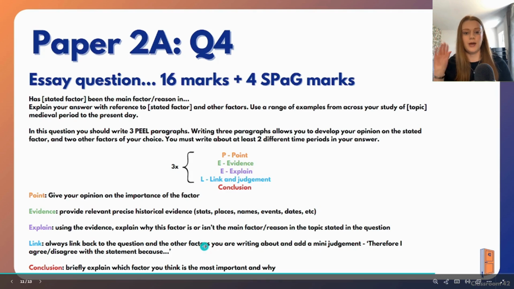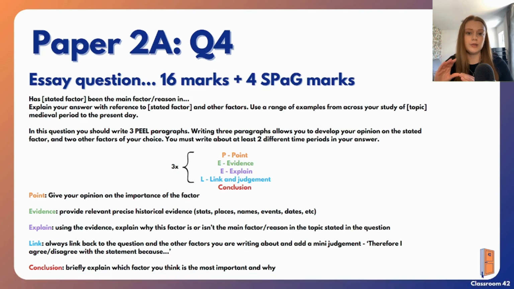So for example, if you have your first paragraph on the factor that you think is the most important, and then your second and third paragraphs are on factors that still contributed, but you don't think they're the main factors, with your link back to the question at the end of those 2 paragraphs, you could say, however, I still think that technology, or whatever the stated factor is, or the factor that you agree with, is still the main reason for this, because without technology, the effects of the individuals wouldn't have been quite so significant, for example.